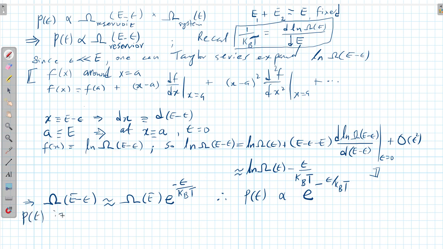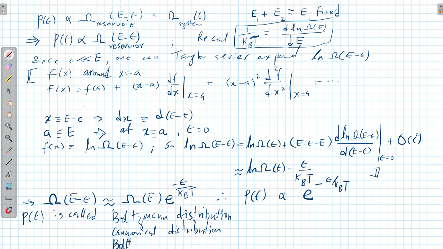This P of E is called the Boltzmann distribution. It is also called the canonical distribution, and sometimes also the Boltzmann factor.